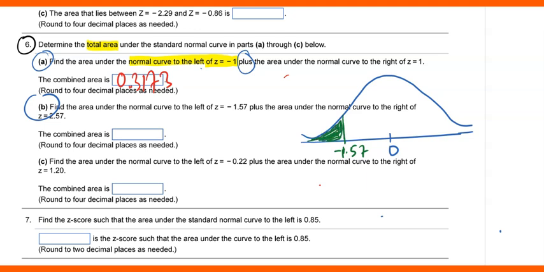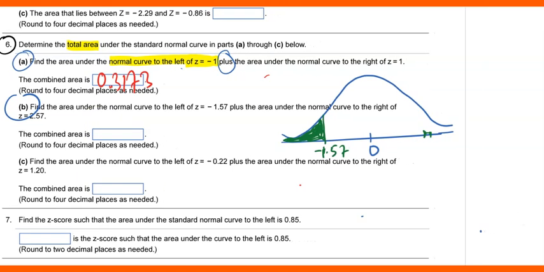Okay, this area, and to the right of 2.57. Therefore 2.57 is here, right? 2.57 here, and right of 2.57 is this area. Okay, therefore in this question you're looking for this area and this area. Okay, how do you find this area and how do you find this area?